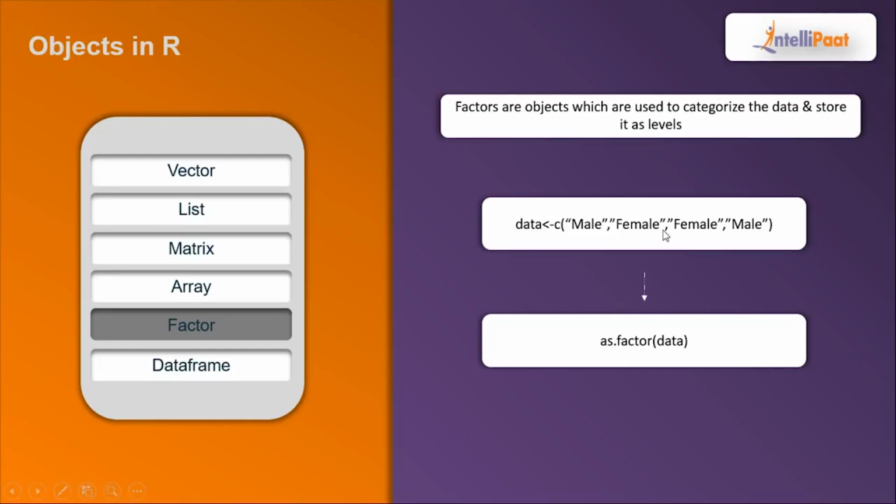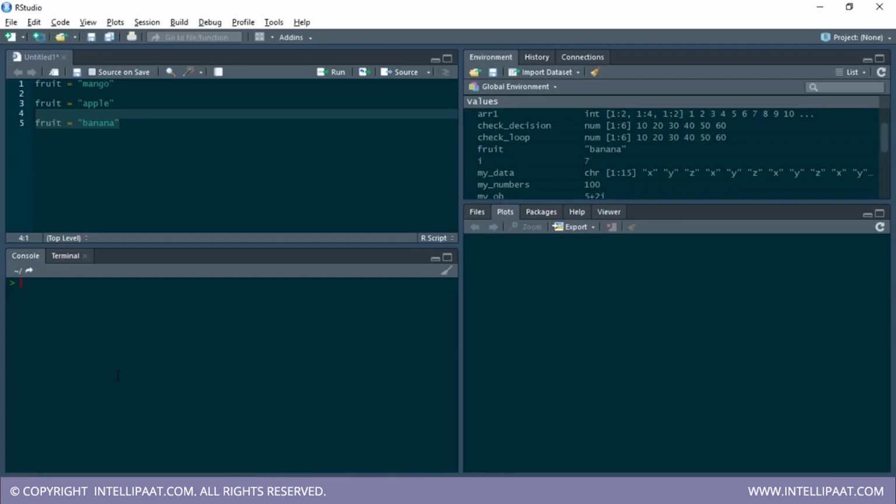What we'll do is take this character object, put it as a parameter in the as.factor function, and then we can convert this into a categorical variable or a factor variable. So let's go to our studio and work with some factors.